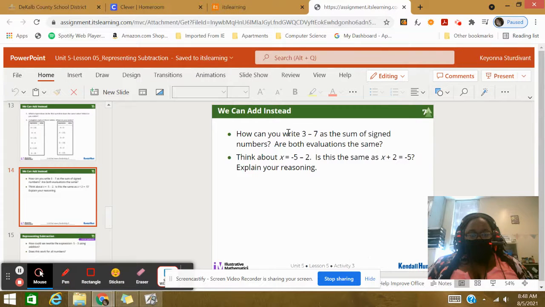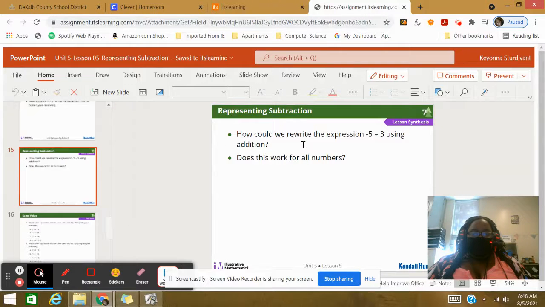Okay. So then it asks us, how can you write 3 minus 7 as the sum of signed numbers? Are both evaluations the same? And remember that sum means addition. And then it says, think about x is equal to negative 5 minus 2. Is that the same as x plus 2 is equal to negative 5? And again, this one is asking you to compare these two and figure out whether they're the same and then explain.